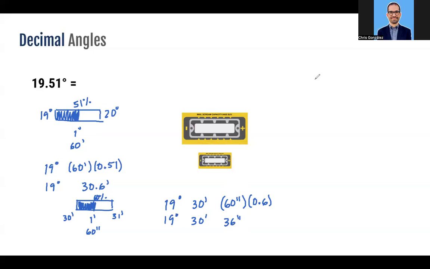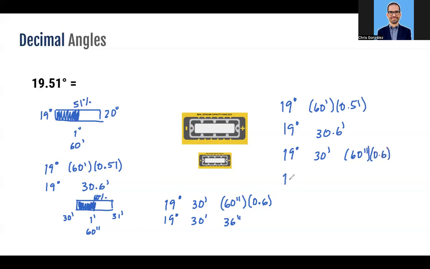So if we wanna just make up a quick algorithm, you would take 19 and then 60 minutes times 0.51. We're gonna get 19 degrees. We're gonna end up with 30.6 minutes. Then we're gonna take the 19 degrees. We're gonna take the 30 minutes. And then once again, 60, but now seconds times 0.6, ending up as 19 degrees, 30 minutes, and 36 seconds.